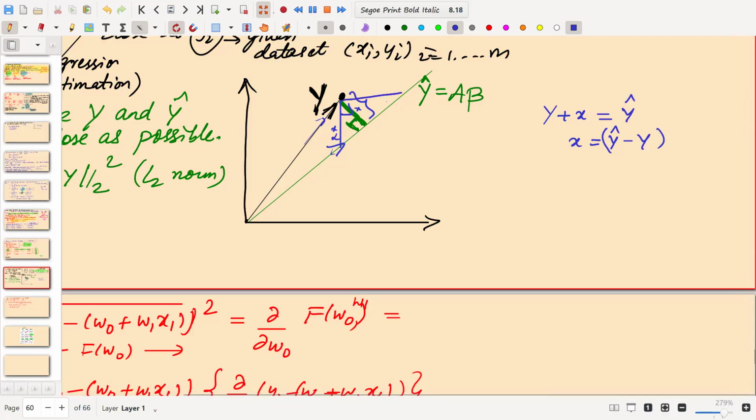Will we take this distance? No, because the distance between y and y cap is high. So we will take the distance which is minimum. And what is the minimum among all these distances? Perpendicular distance. So we have to put another condition to say that the x vector is perpendicular to the estimation function y cap. So how can you put that perpendicular condition, I am asking. How can you think about it? You tell me this condition, then only we will proceed.